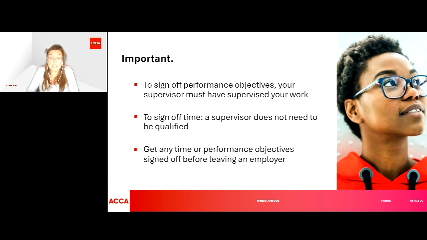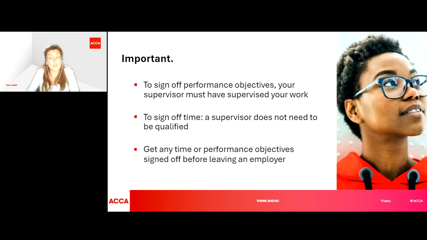It is important to note that any supervisor must have personally supervised the work that you are claiming for your PER. If, for example, you demonstrated achieving an objective in a previous role, your current supervisor would not be able to sign off those performance objectives, as they didn't supervise you completing the work.